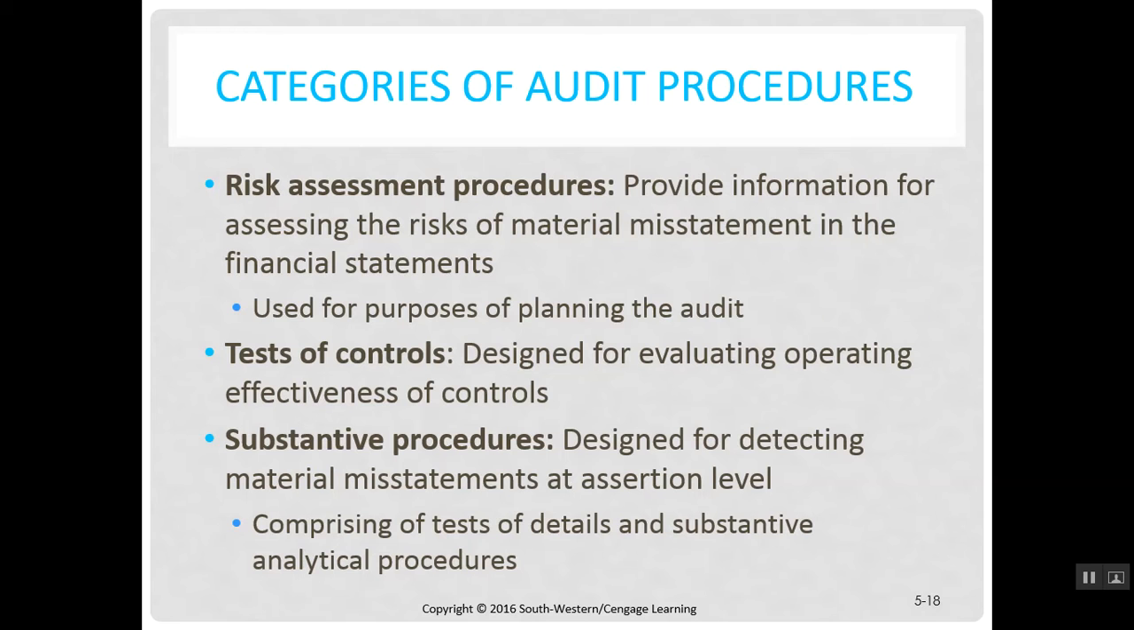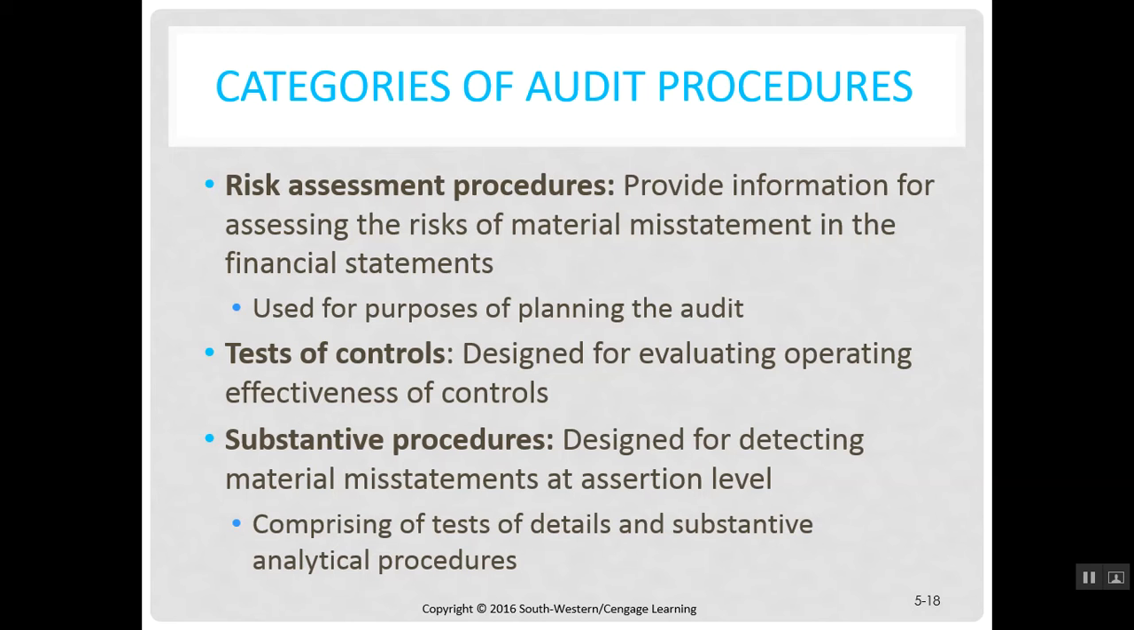So there's 3 main categories of audit procedures. Any audit procedure that you're performing will fall into one of these 3 categories. First is the risk assessment procedures. This typically happens during the planning phase of the audit, and it's the procedures that you perform in order to provide information for assessing the risks of material misstatement in the financial statements.